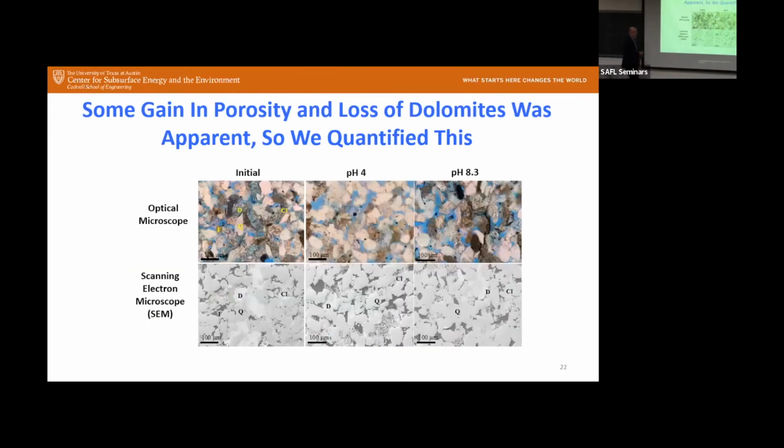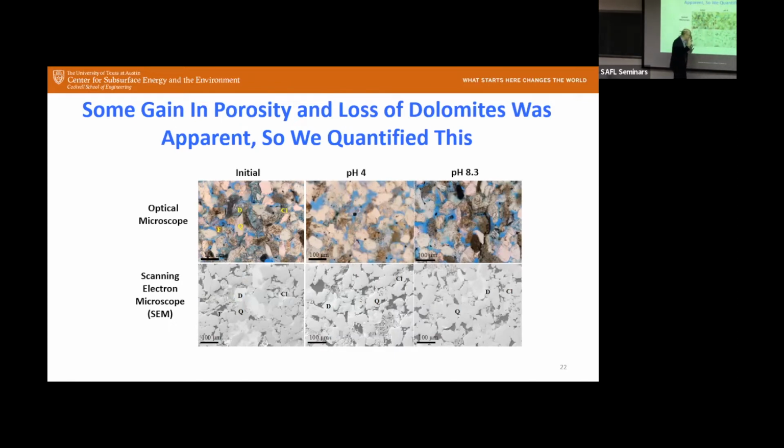The next thing is, why is the surface getting rougher? What's allowing that? And so we postulated that it's because these carbonates would be dissolving. And so we looked at the system initially. So you have the dolomite that's acting as a cementing agent between these different quartz and feldspar grains. And then we looked at it at 2 different pH values.